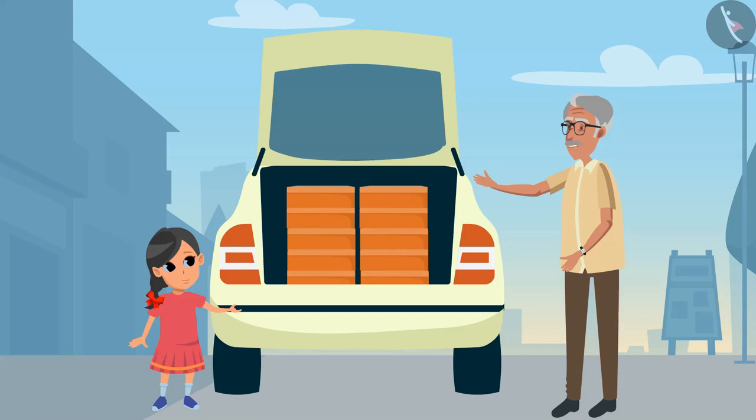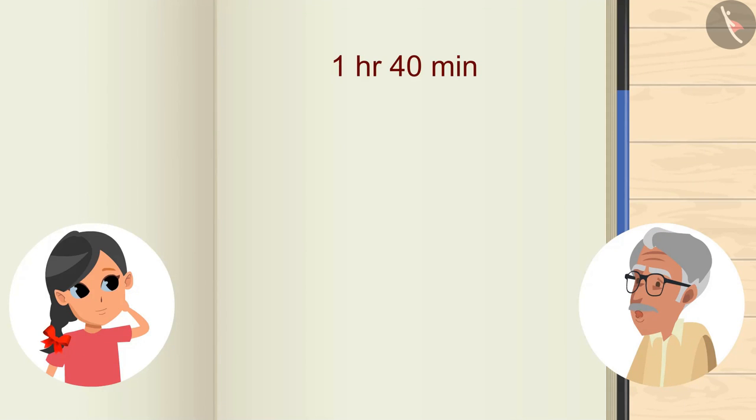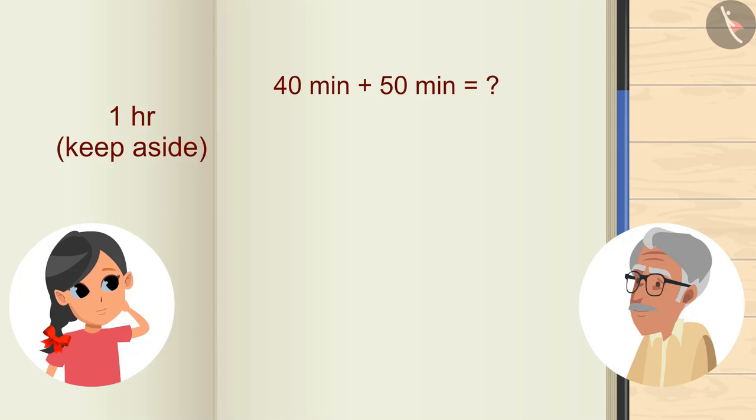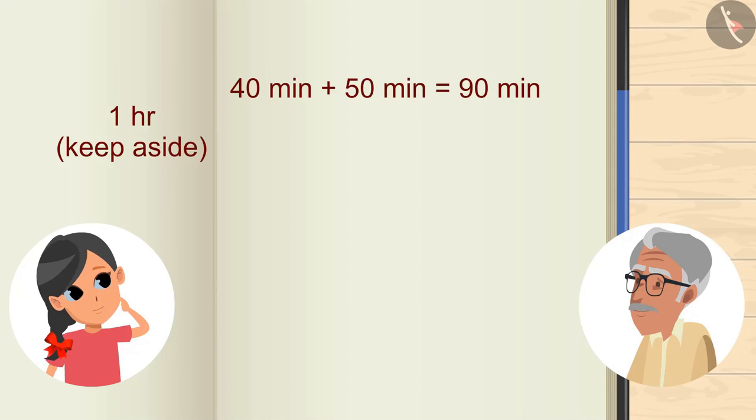Can you add 50 minutes to the previous 1 hour 40 minutes? How can I add this, Grandpa? Let me show you. If we have to add 50 minutes to 1 hour 40 minutes, then look, units of 40 and 50 are both in minutes. So we can add both of them together. So 50 plus 40 is 90 minutes, Grandpa.